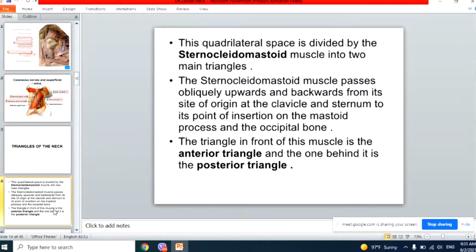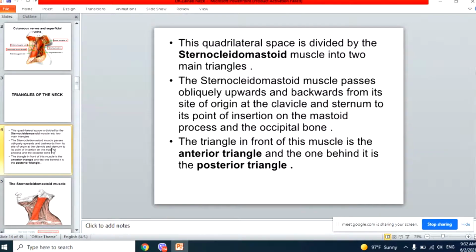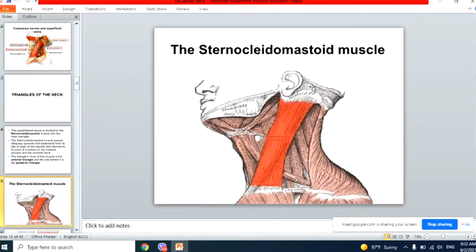So what are the triangles of the neck? This quadrilateral space is divided by the sternocleidomastoid muscle into two main triangles. The sternocleidomastoid muscle passes obliquely upward and backward from its side of origin. It has two origins, the clavicle and the sternum of the chest, and one insertion point, the mastoid process.